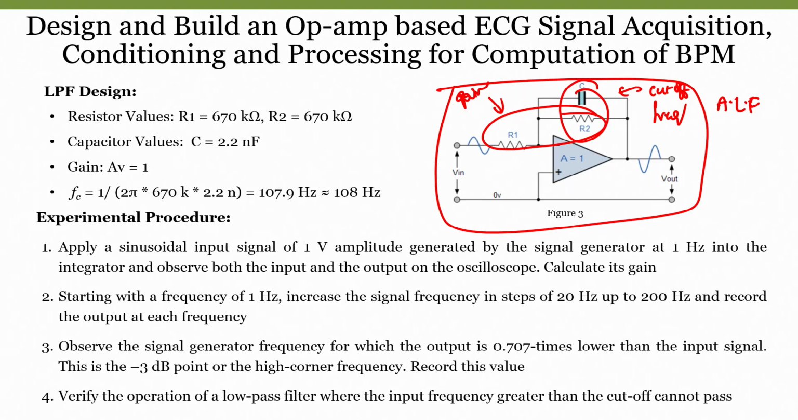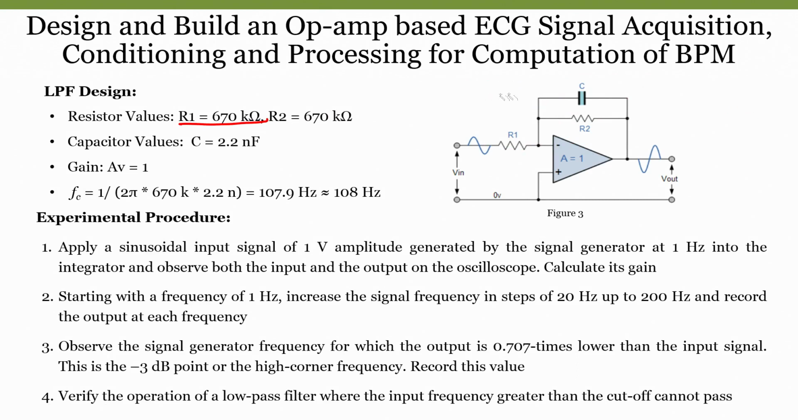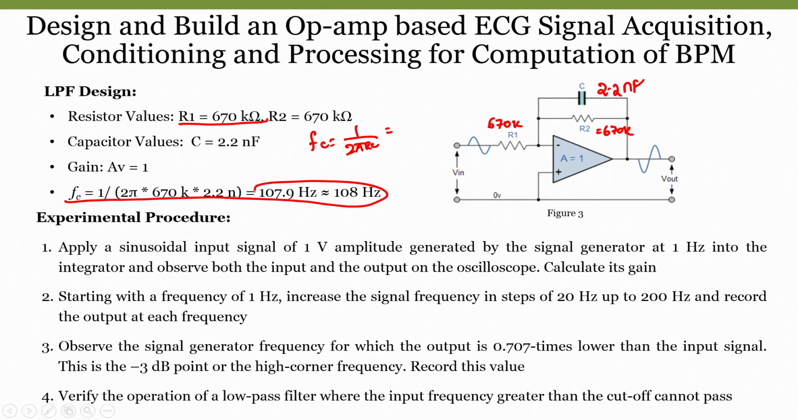Now, how do we know the cutoff frequency? In this case, we are considering a resistance of 670 kilo ohms. This is R1, 670 kilo ohms, as well as R2, also 670 kilo ohms, and the capacitor as 2.2 nanofarads. Now, if I compute the cutoff frequency, what is the formula? Fc is equal to 1 by 2 pi RC. When we calculate everything, we get a cutoff frequency close to 108 hertz.